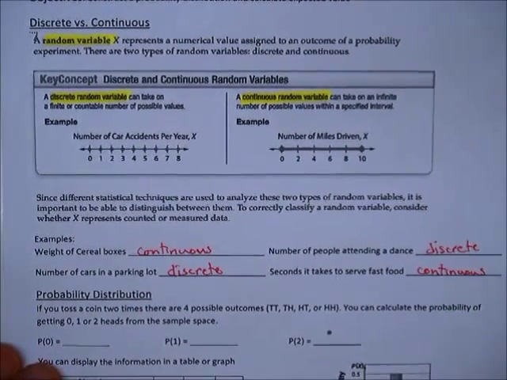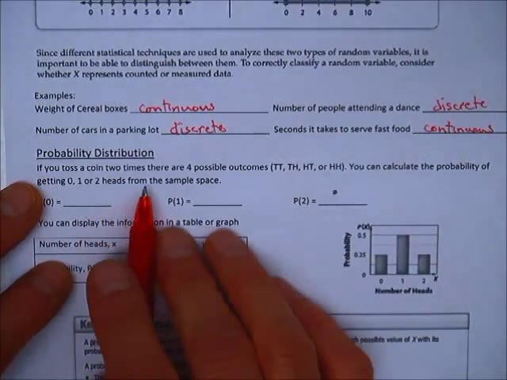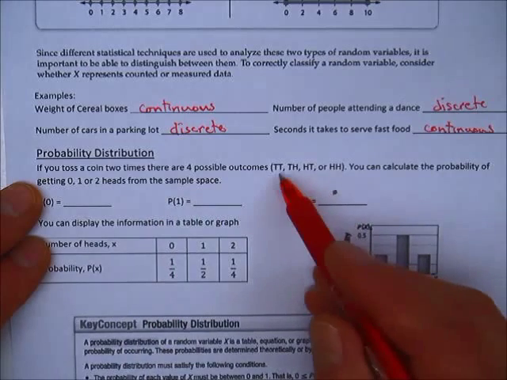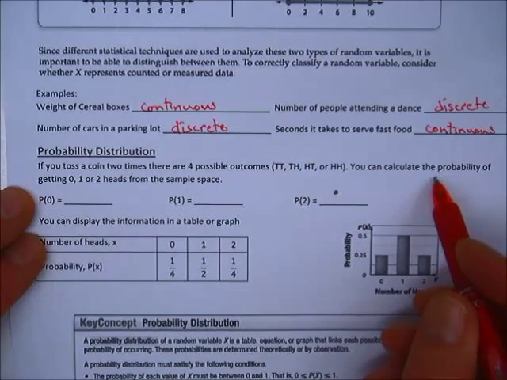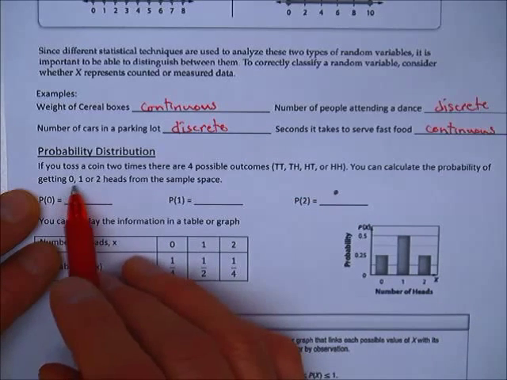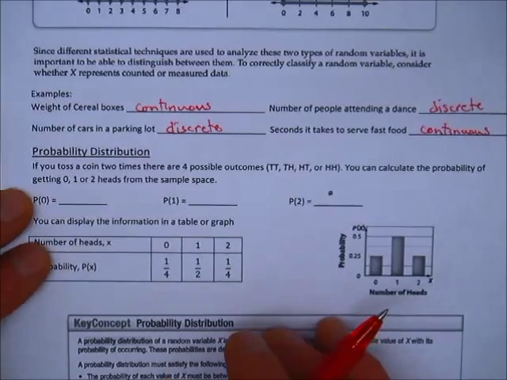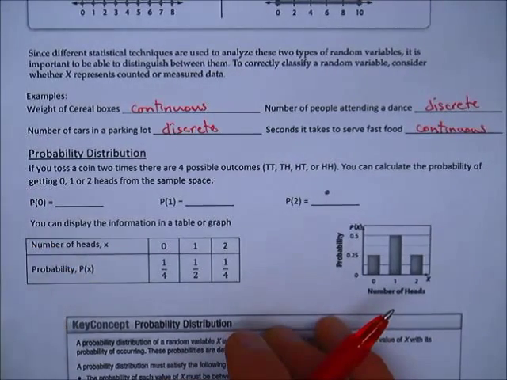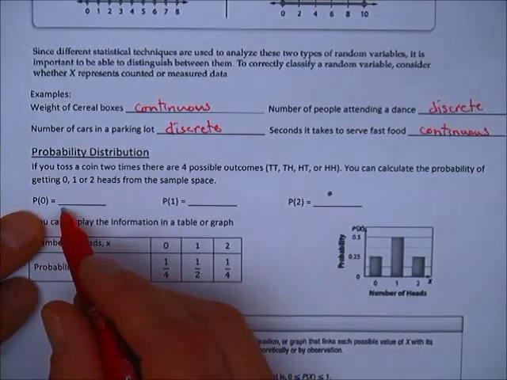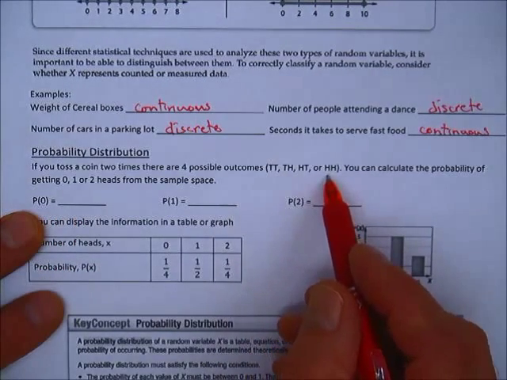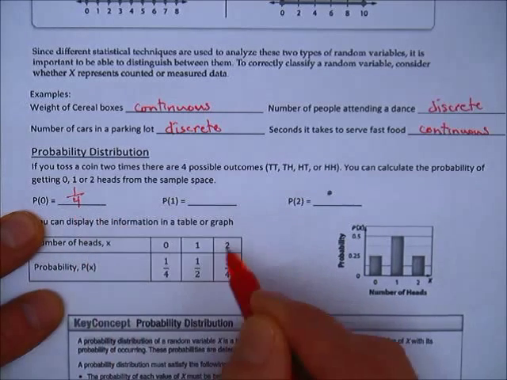So our probability distribution is if you toss a coin 2 times, there are 4 possible outcomes: tails, tails, tails, heads, heads, tails, or heads, heads. You can calculate the probability of getting 0, 1, or 2 heads from the sample space. A sample space is a set of all possible outcomes. That's what a sample space is. So the probability of getting no heads, if we look at this, there's only one way you can do that. So that's going to be 1 out of 4.